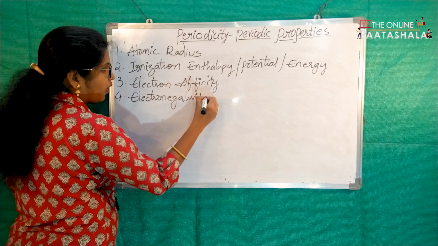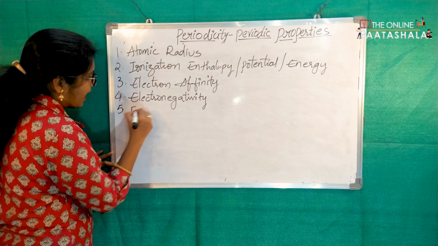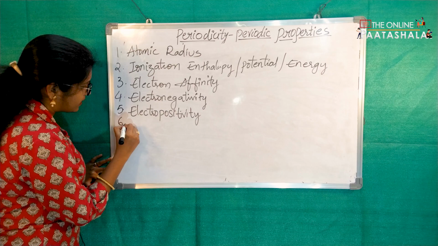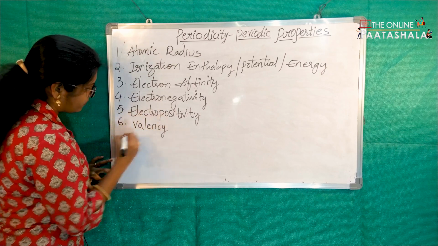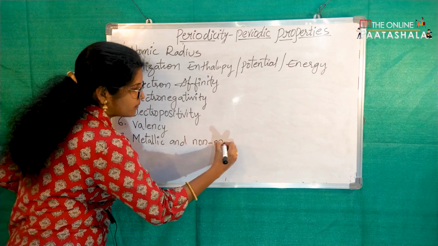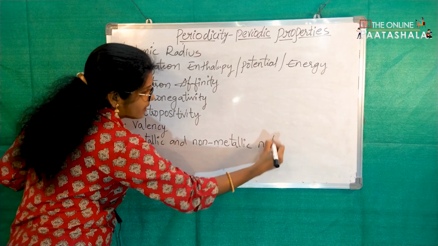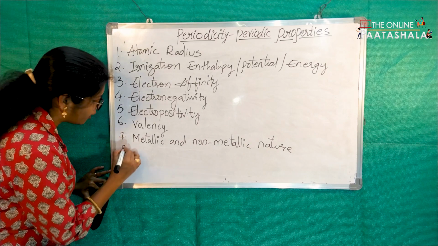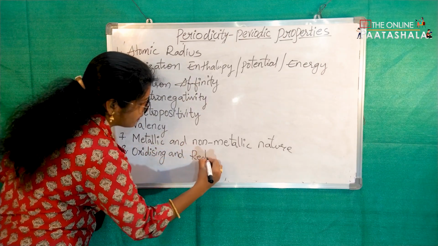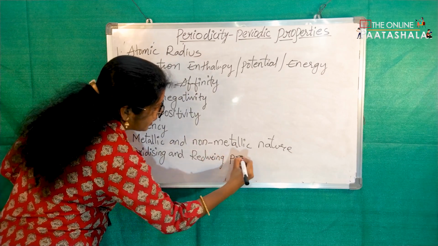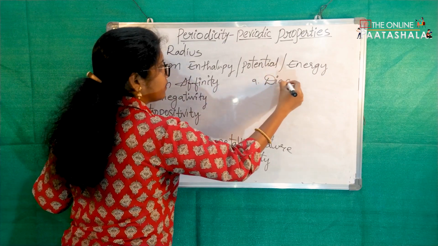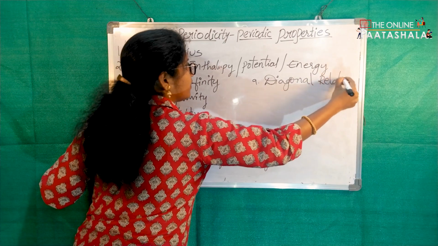Next is electronegativity. And next is electropositivity. Next is valency. Next is metallic and non-metallic nature. How this metallic and non-metallic nature varies in the periodic table we will be learning. And next is oxidizing and reducing property. And one more thing is there, that is diagonal relationship.